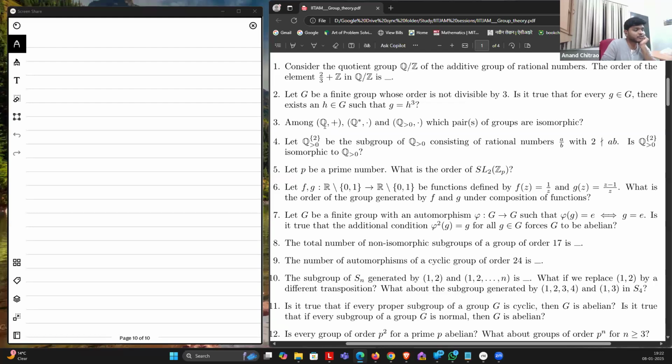Among the additive group of rationals, the multiplicative group of non-zero rationals, and the multiplicative group of positive rationals, which pairs are isomorphic? We need to be quick. So let's start with the first pair, Q plus and Q star dot. Are they isomorphic?